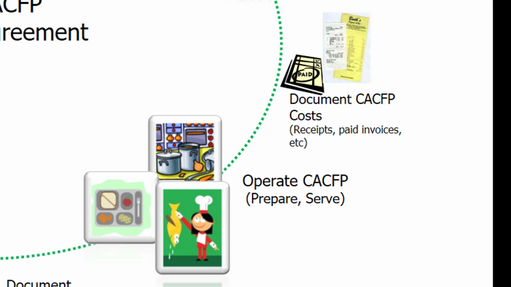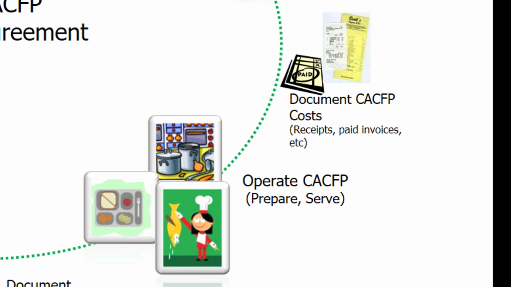So the next step in the process is to actually operate the CACFP. So this means you're going to prepare the meals, you're going to serve those meals, you're going to enroll the children on the program, you're going to serve meals in accordance with your approved meal schedule. You're going to do all of the things that are required for you to participate on the food program.